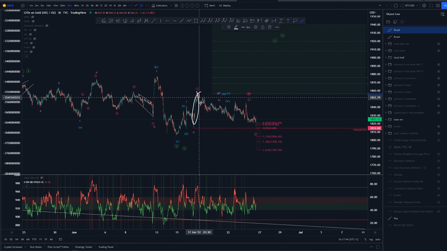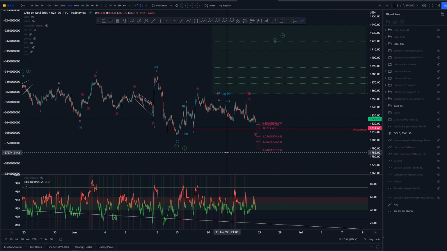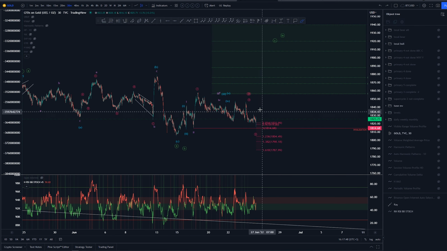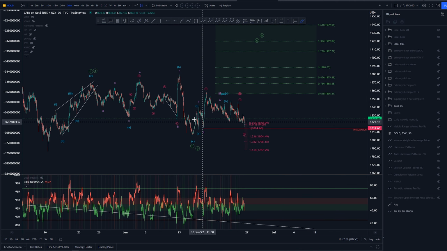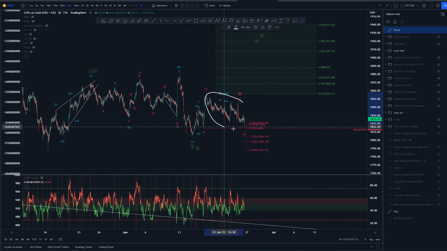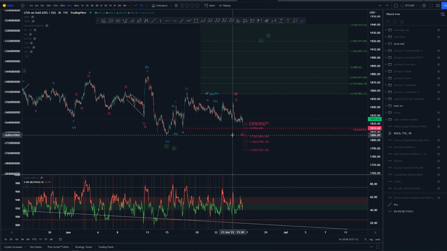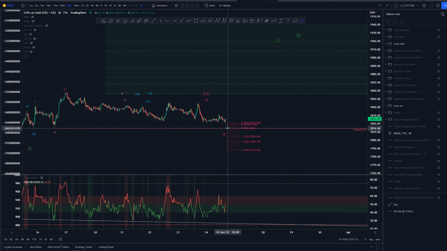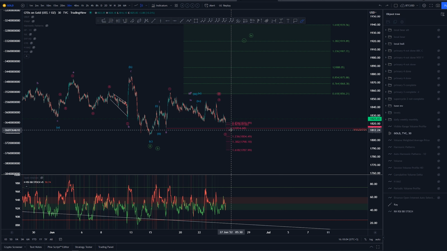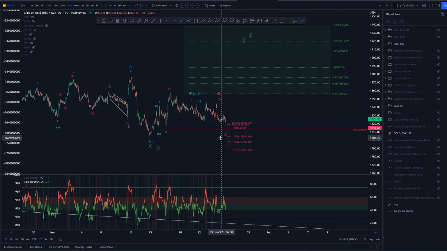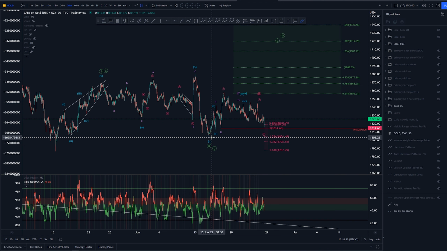Comparing this structure to this structure, there's no correlation. The wave 2 is taking so much time, same as we did here basically, but it is even more exaggerated here. So to me this looks really bad. We almost got to the invalidation level here just minutes before I started recording, but I'm still going to keep this bullish count alive until it gets invalidated. But we'll see.